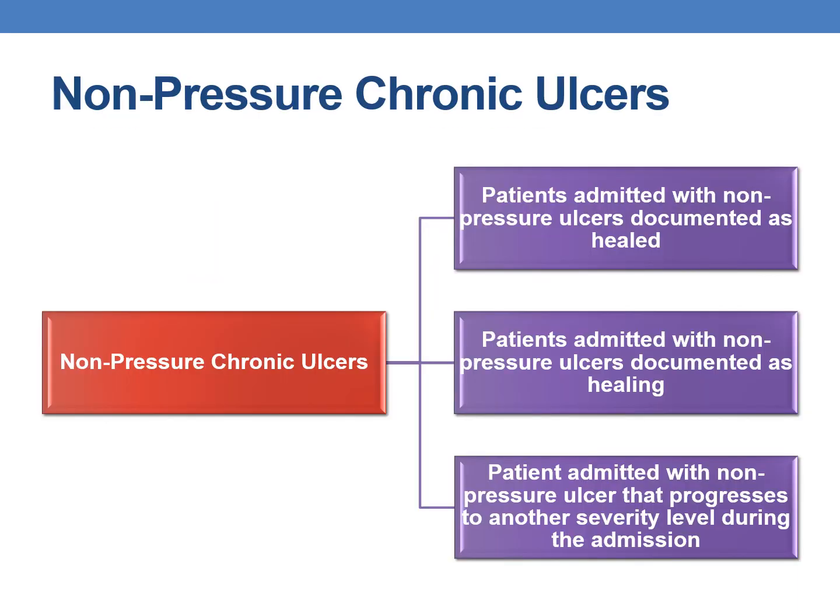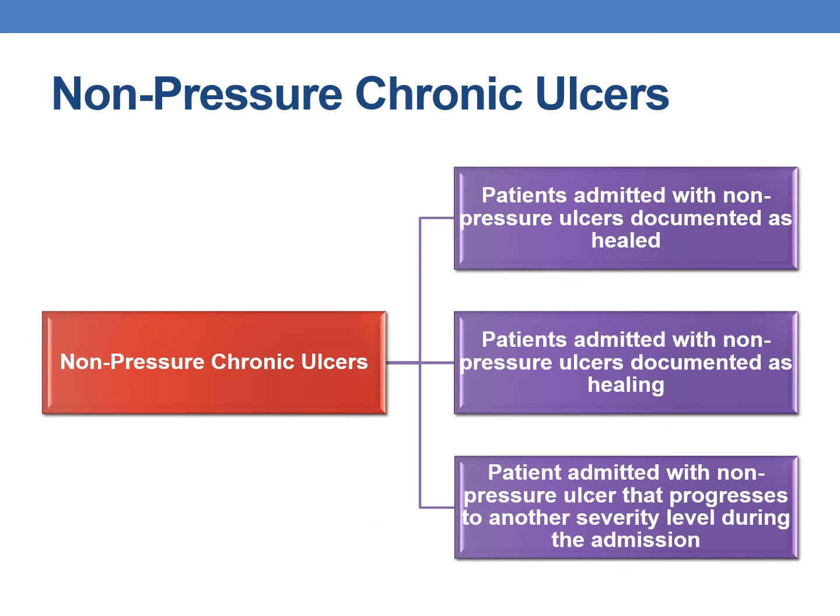Now coming to non-pressure chronic ulcers. By this we complete the pressure ulcer codes. Now coming to non-pressure chronic ulcers, guidelines are almost similar, but the code category is different for non-pressure ulcer and pressure ulcer. We will be discussing three guidelines. If the patient is admitted with non-pressure ulcer documented as healed, what should be coded? Second is if the patient is admitted with non-pressure ulcer documented as healing. Third is if the patient is admitted with non-pressure ulcer that progresses to another severity level during the admission.